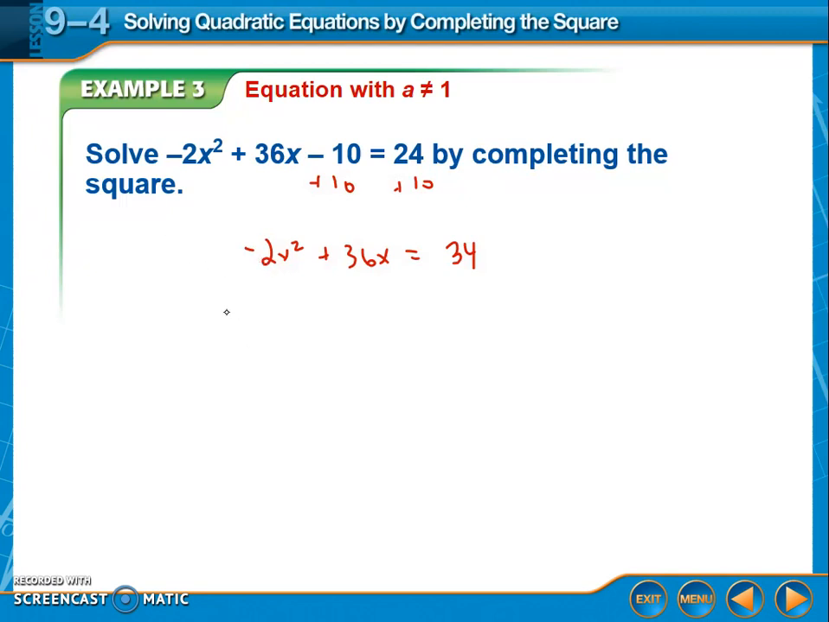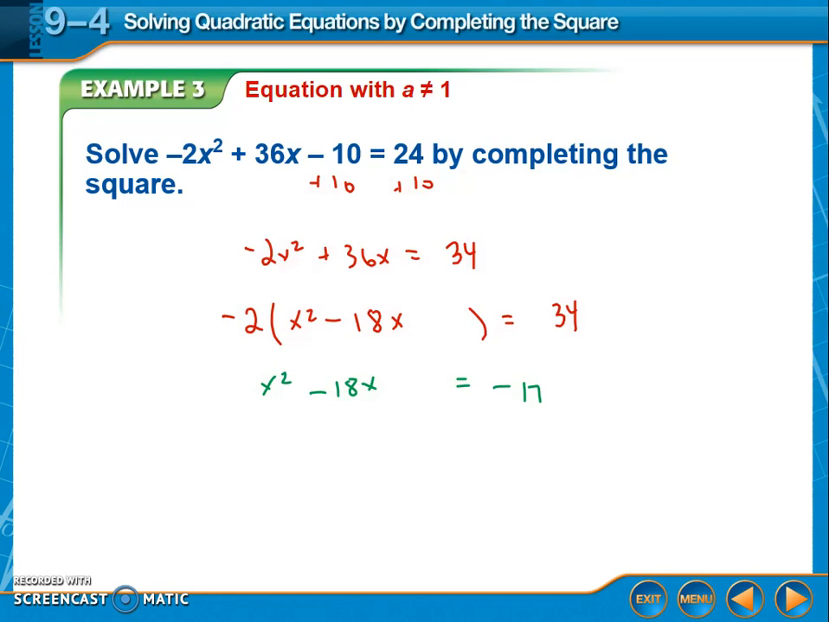So what I'm going to do is pull out a negative 2. And I'm left with x squared minus 18x equals 34. Okay, and I want to be adding something to each side. But before I do that, I can get rid of this negative 2. So I'm going to divide both sides by negative 2. So if I do that, I get x squared minus 18x equals negative 17.